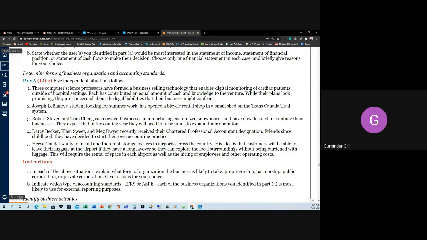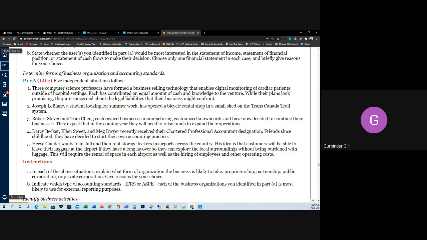So in the first instance, we have 3 computer science professors who have formed a business selling technology that enables digital monitoring for cardiac patients outside of hospital settings. Each has contributed an equal amount of cash and knowledge to the venture. While their plans look promising, they are concerned about the legal liabilities that their business might confront. What do you think? What should be best for them? Proprietorship, partnership, or corporation?